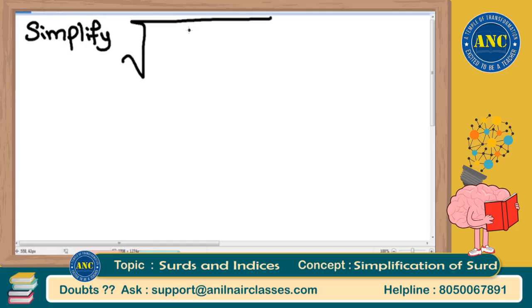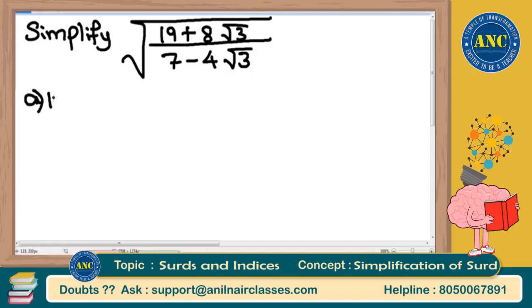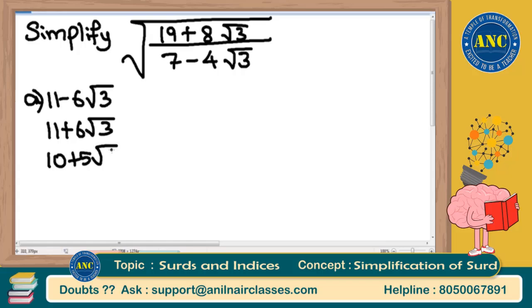Square root of (19 plus 8 root 3) divided by (7 minus 4 root 3). Now let us be a little fast. Your answer options are 11 minus 6 root 3, 11 plus 6 root 3, 10 plus 5 root 3, 10 minus 5 root 3. Let us simplify and use a smarter approach to get the answer fast.